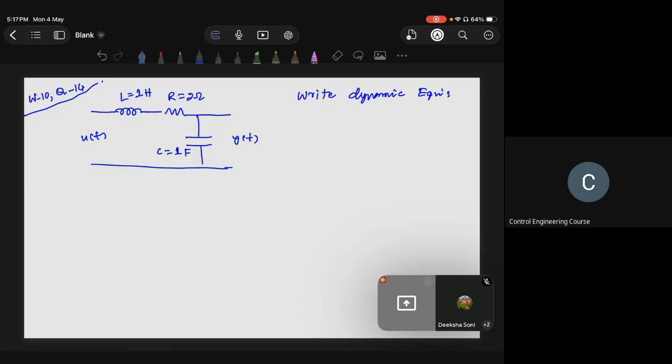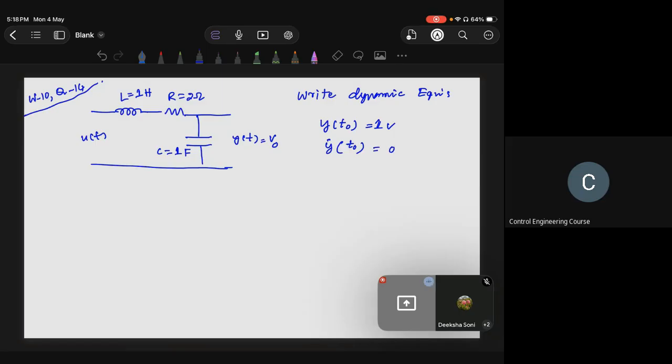Okay, L, R, and C are given. Initial conditions are also given. Y of t naught is equal to 1, so 1 volt. Then this will be V naught. Then V naught dot of t naught, that is 0.